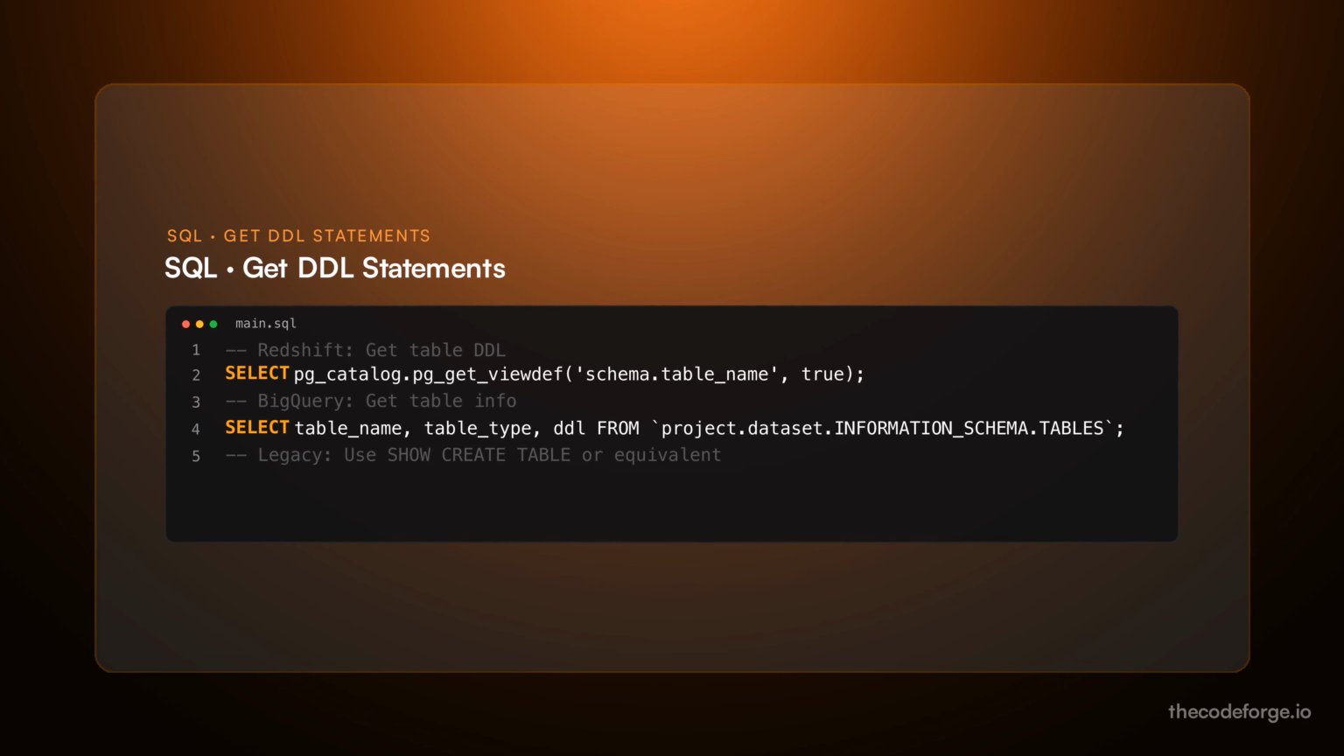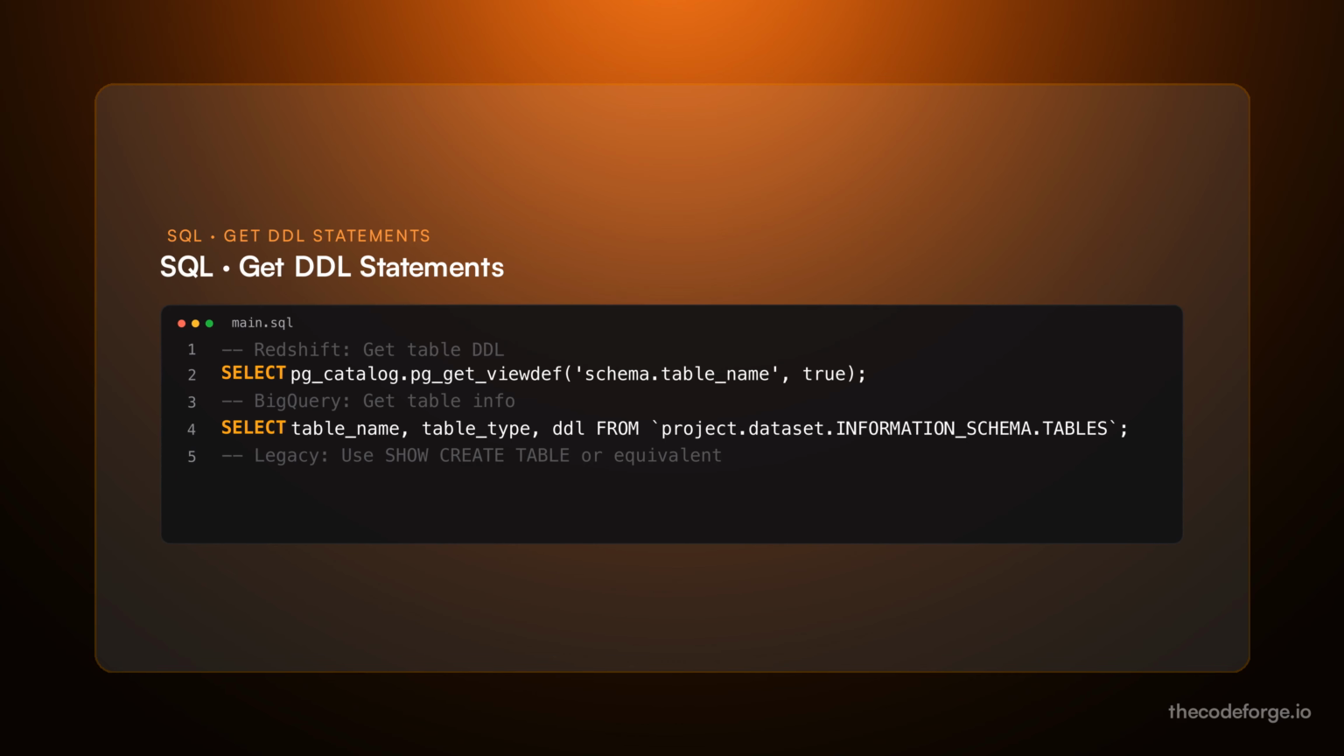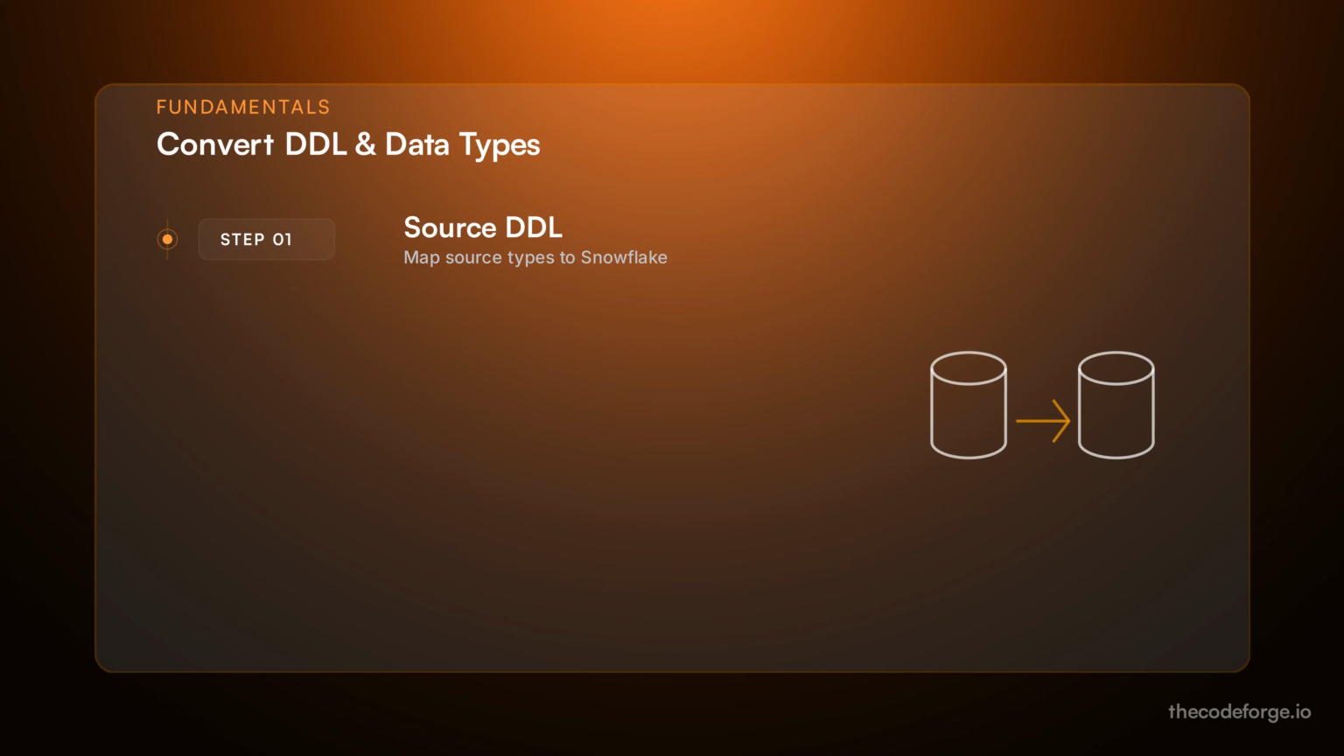Collect all DDL statements for conversion. For Redshift, use pg_get_viewdef. For BigQuery, query information schema tables. For legacy, use show create table or equivalent. Snowflake uses a different SQL dialect and data type system.